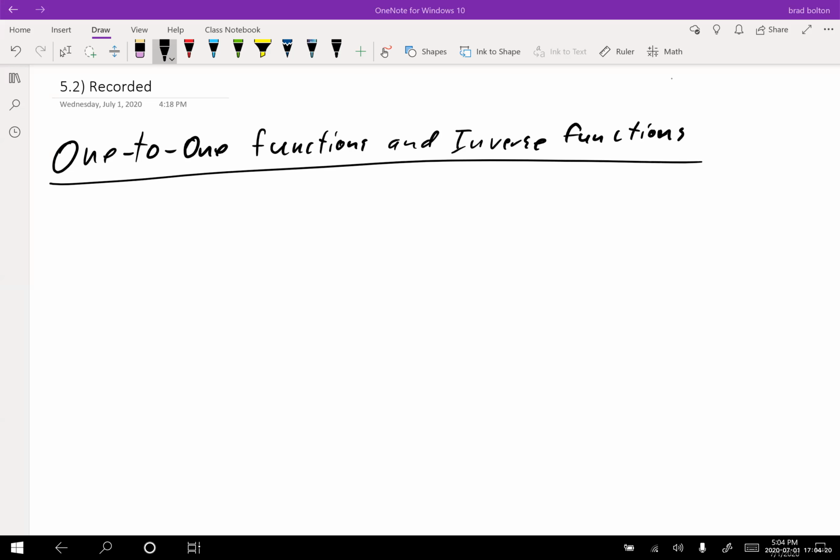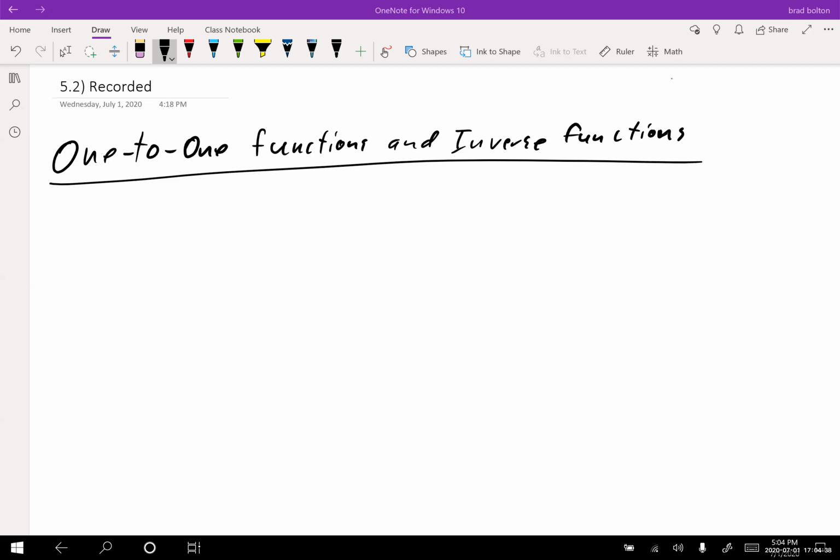Okay, so today we're going to talk about one-to-one functions and inverse functions. Basically, you have to talk about one-to-one functions because the only functions that also have inverses that are also functions are one-to-one functions. So we're going to talk a little bit about what it means to be one-to-one.